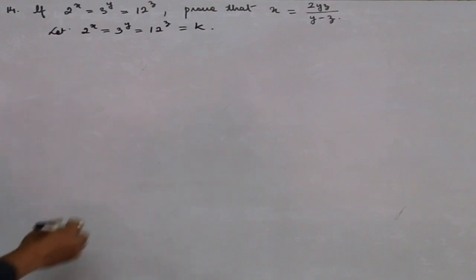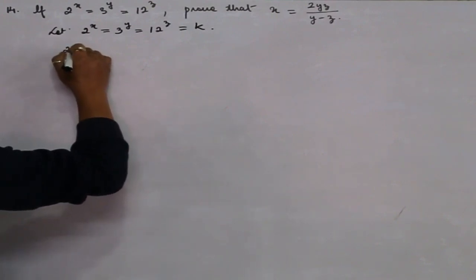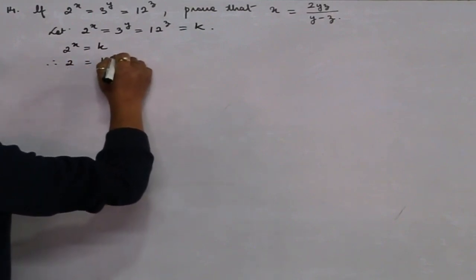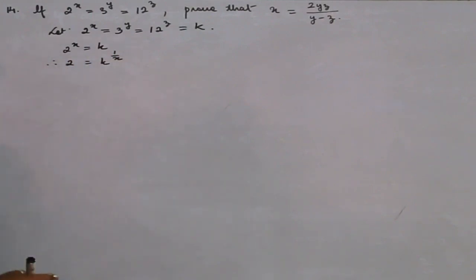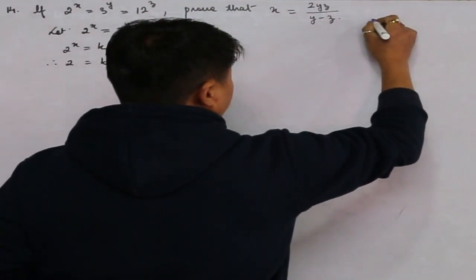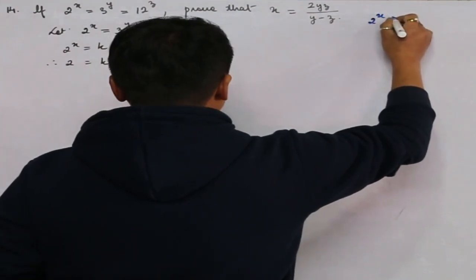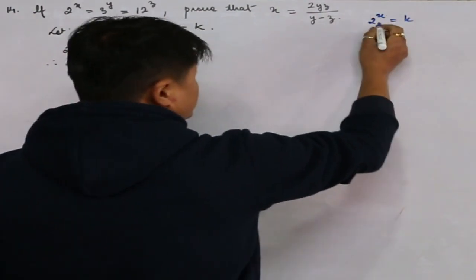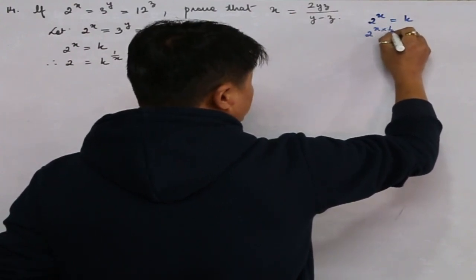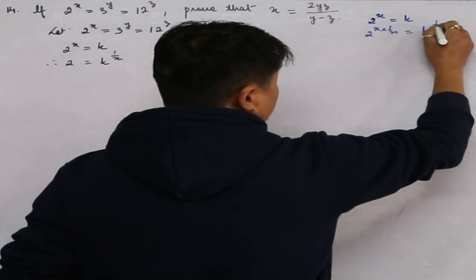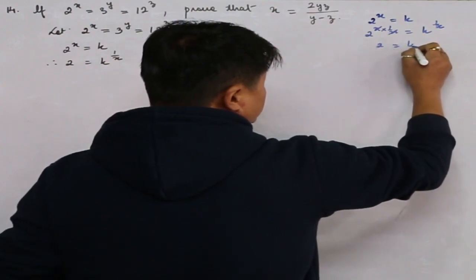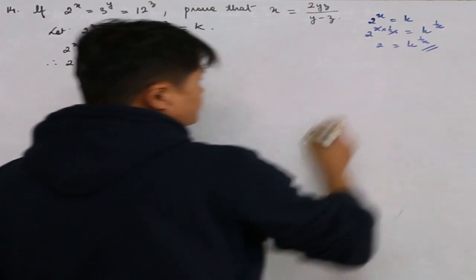If we take the supposition, then we can write 2 to the power x is equal to k. Therefore, 2 is equal to k to the power 1 by x. How do we get this? If I have 2 to the power x equal to k and I multiply both sides by 1 by x, we get 2 to the power x into 1 by x equal to k to the power 1 by x. Then x will get cancelled, and 2 will become k to the power 1 by x. Clear?